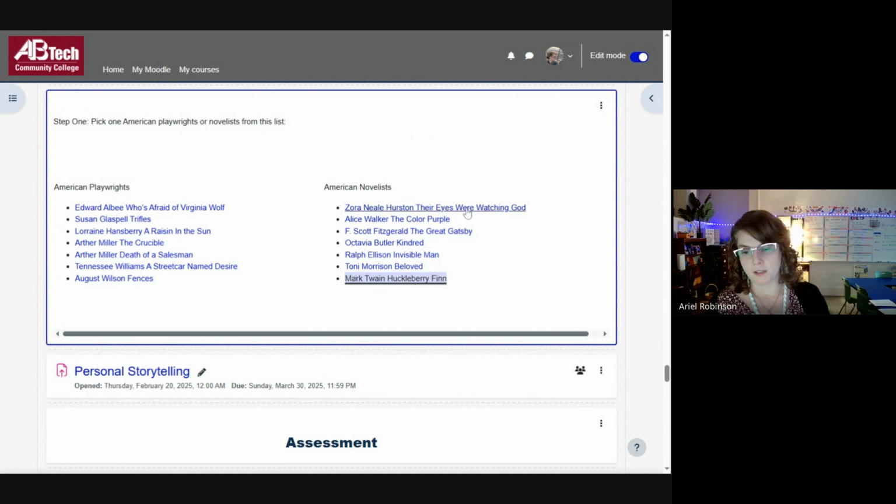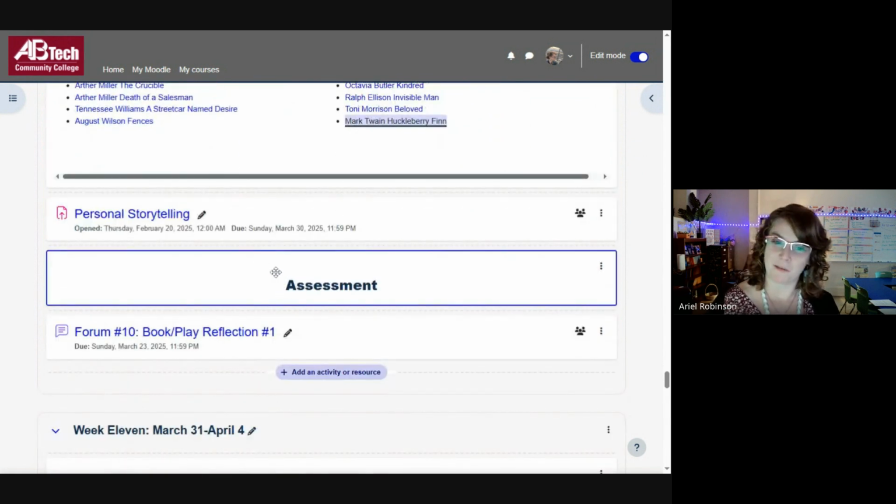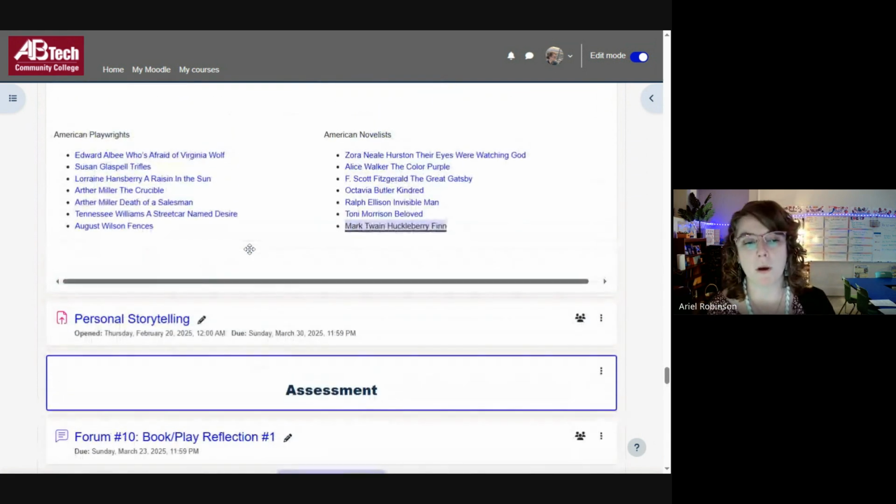Zora Neale Hurston, Their Eyes Were Watching God, fantastic book. Alice Walker, and then there's Great Gatsby, Octavia Butler's Kindred, and then these playwrights: Edward Albee, Susan Glaspell, Lorraine Hansberry. So they're all fantastic texts. It's just depending on what you're interested in. So I want you to poke around.